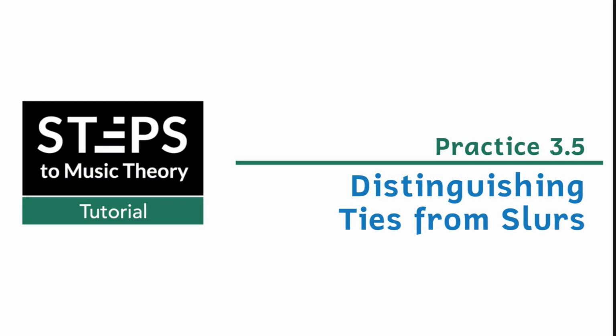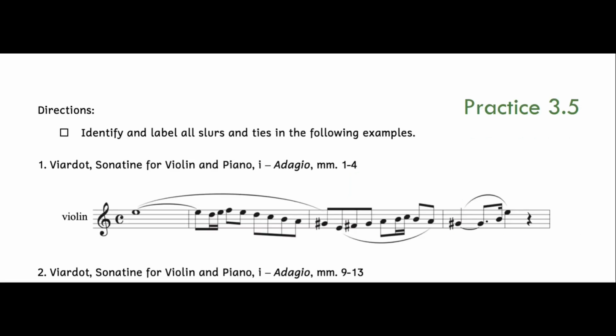This tutorial is on practice 3.5. Directions: identify and label all slurs and ties in the following examples. Alright, I'm going to do the first measure of number 1. If you feel comfortable, go ahead and do numbers 1 through 2 on your own. Pause the video and press play when you're ready.